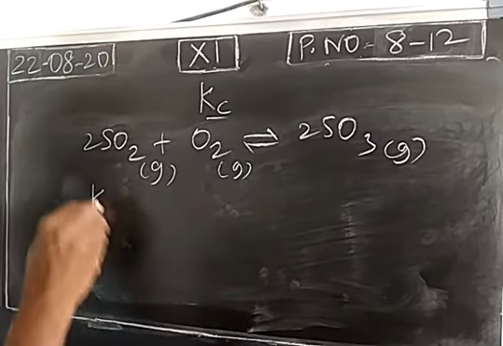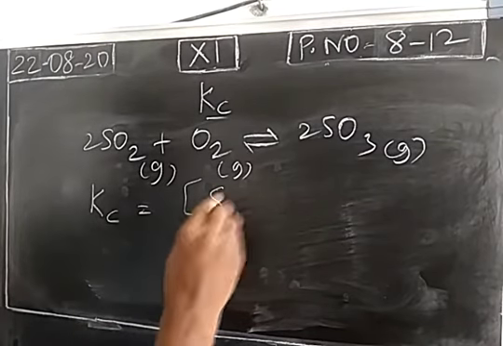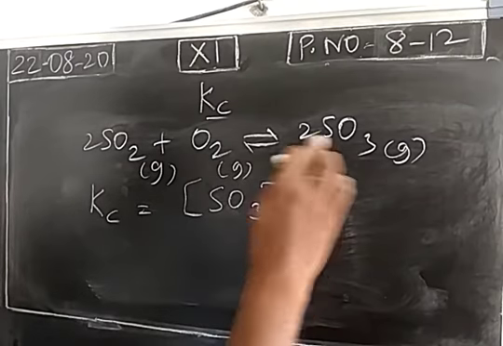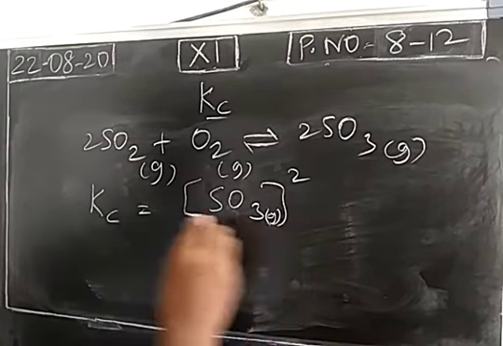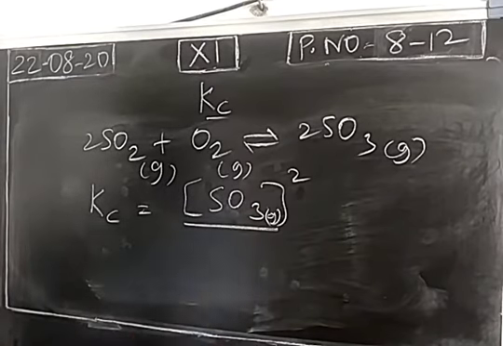So as usual we write the equilibrium constant Kc is equal to the concentration of product. Sulfur trioxide is the product. Totally we have 2 moles, so exponential power 2. Usually the coefficient will be mentioned as the exponential power.